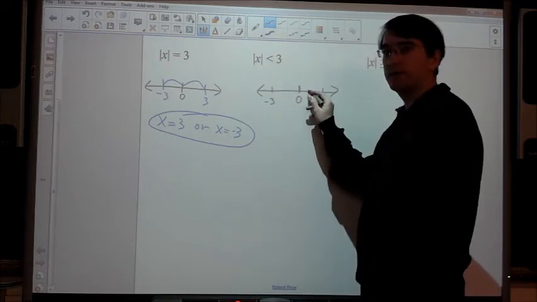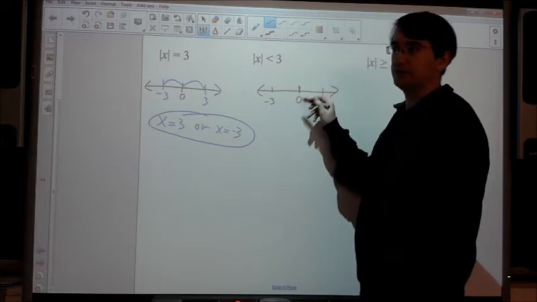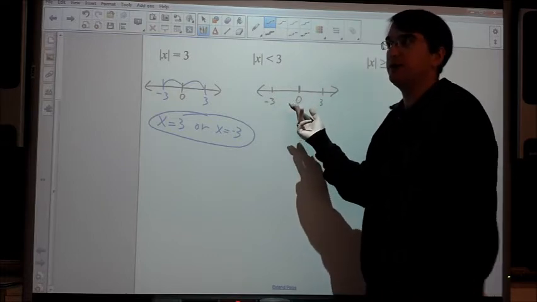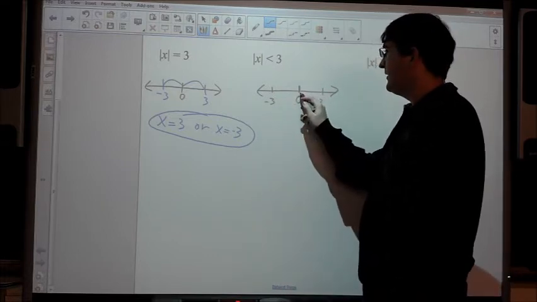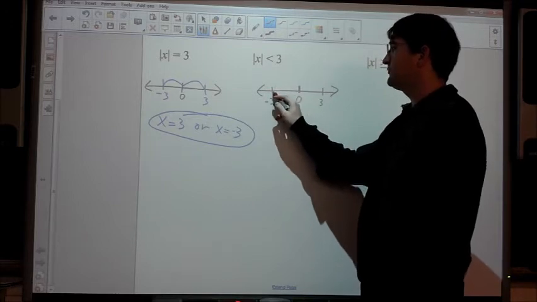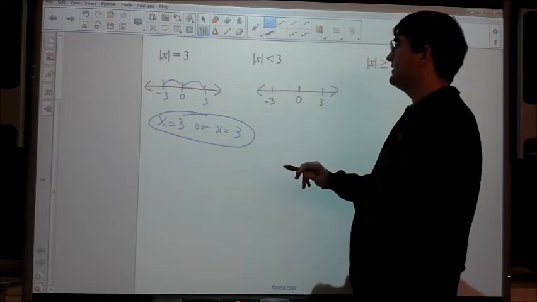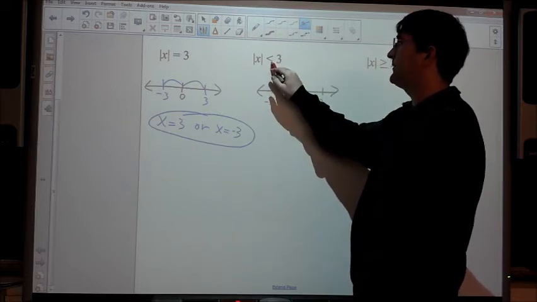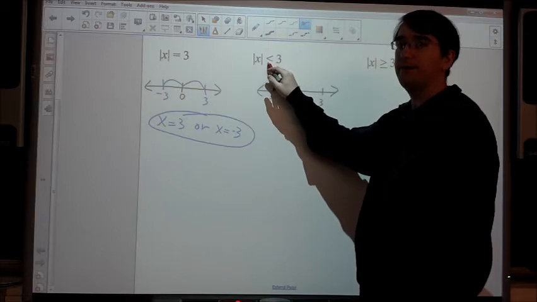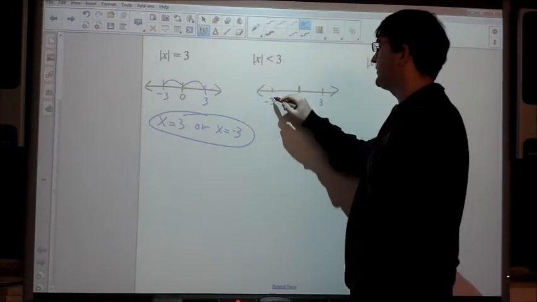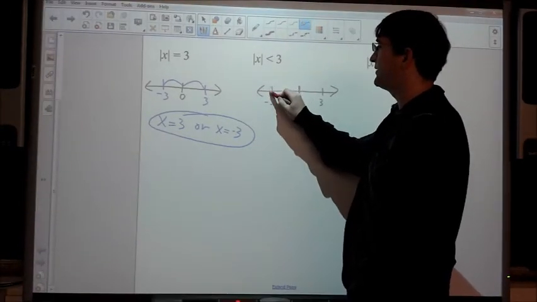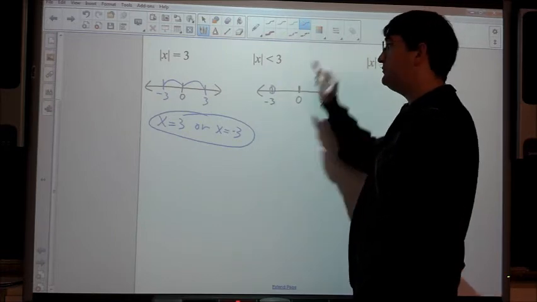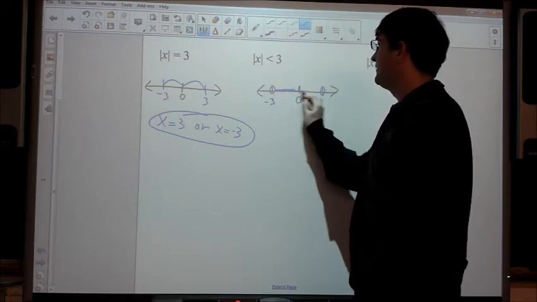Well, 1 would work. So would 2. And so would any decimal, 1.3, 2.9, anything in that area, and anything over here too. So what we're saying here is that x can't be exactly -3 because the absolute value of x is less than 3. We're saying it's less than 3 units away. So I can't have it actually at negative 3, and I can't have it actually at positive 3, but it could be anything in between.